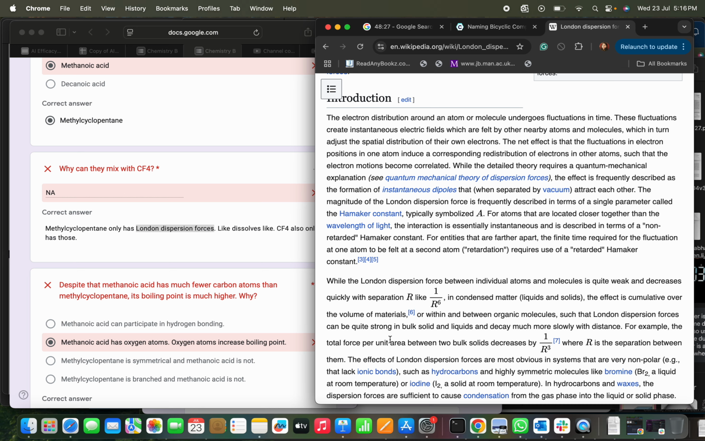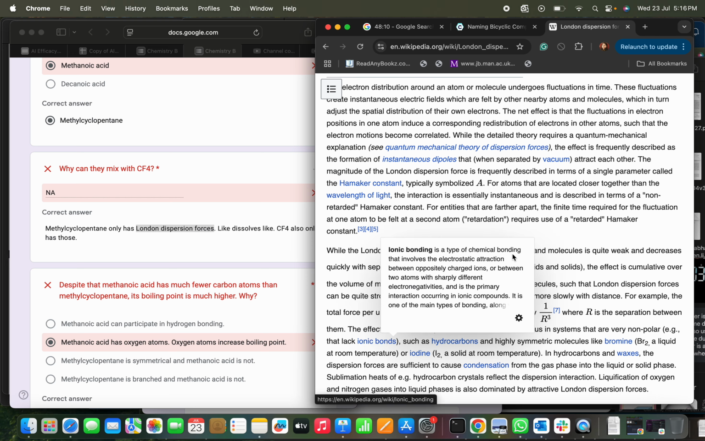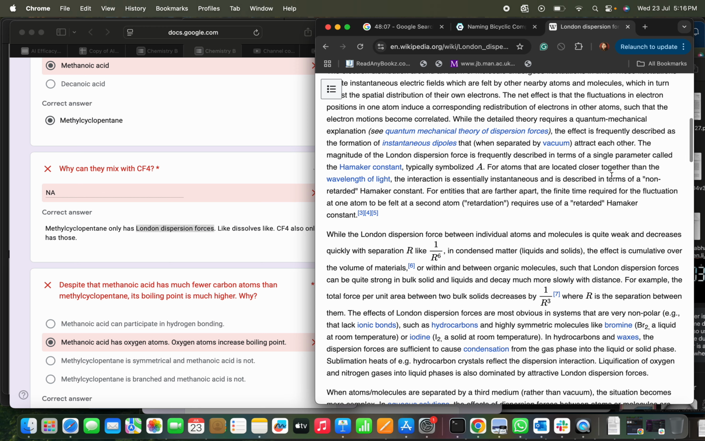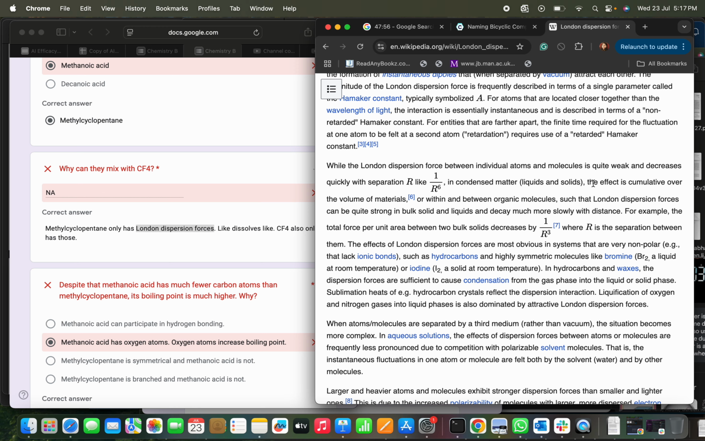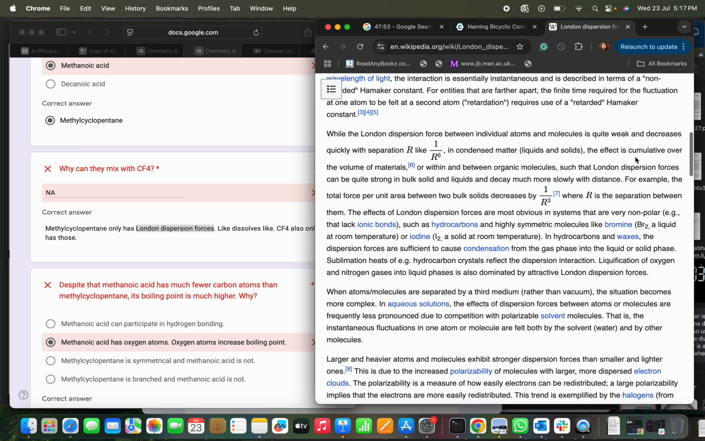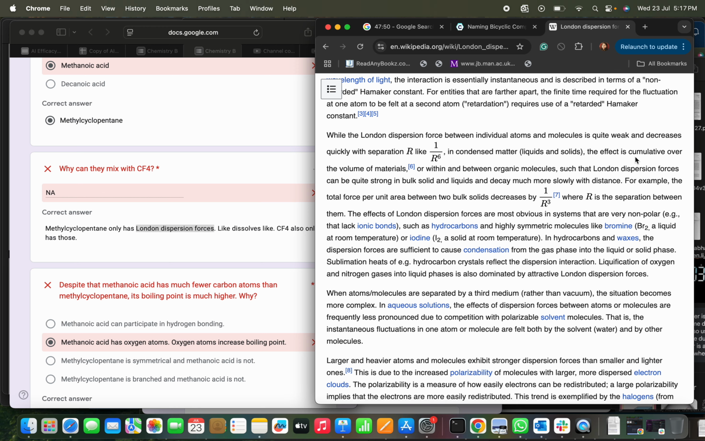The net effect is that fluctuations in electron position induce a corresponding redistribution in another, such that the electron motion becomes correlated. While the detailed theory requires a quantum mechanical explanation, the effect is frequently described as the formation of instantaneous dipoles that attract each other. The magnitude of the London dispersion forces is frequently described in terms of a single Hamaker constant. For atoms located closer together, the interaction is instantaneous, described as non-retarded. It is quite weak. The London force between individual atoms and molecules decreases with separation as 1 over r to the power 6.